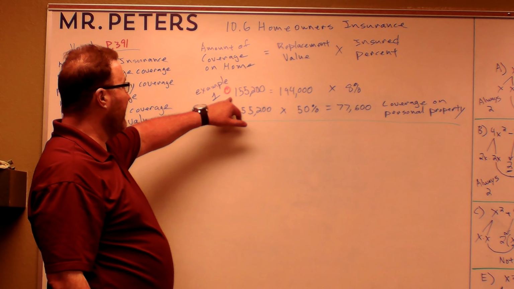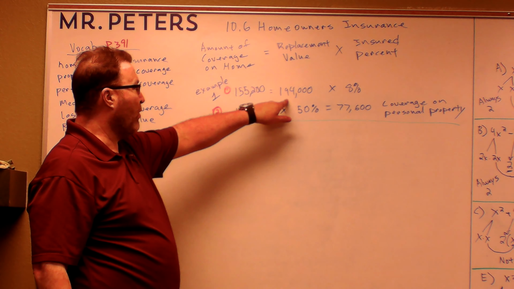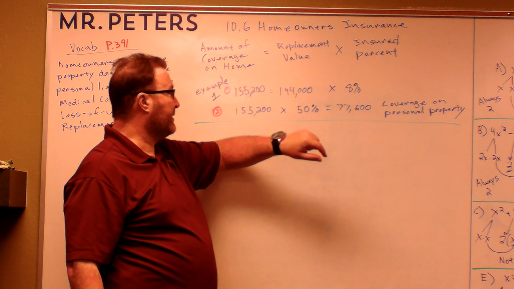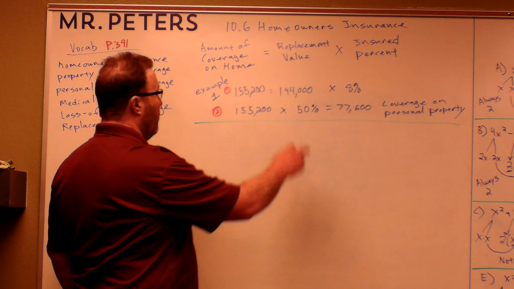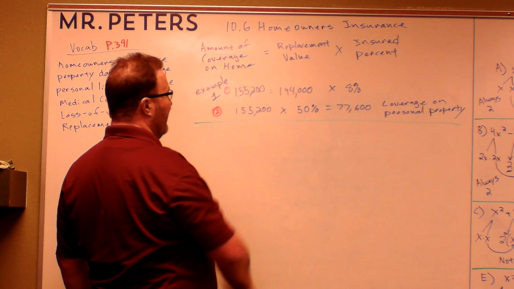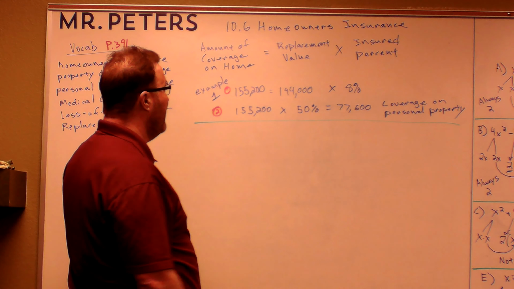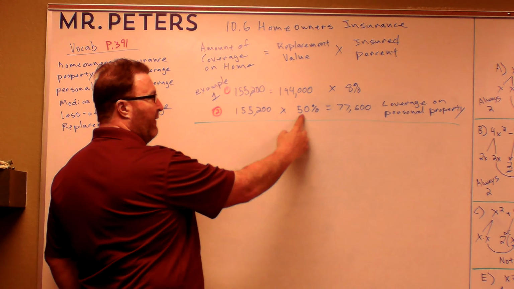So in example 1, we have a $194,000 home, and it's 80%. So we multiply it out by 80%, $155,200 is the amount of the coverage on the home. And then in this case, it's 50%.